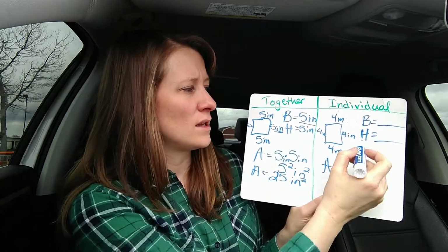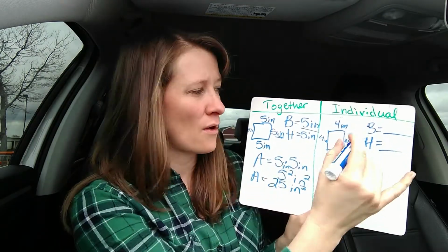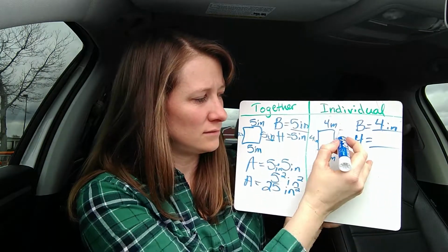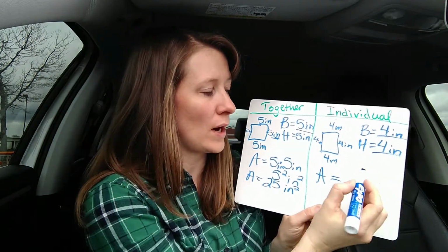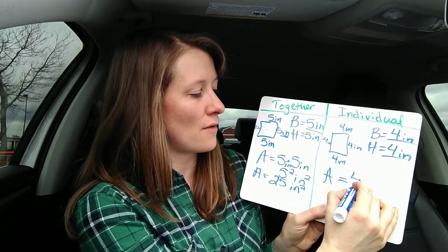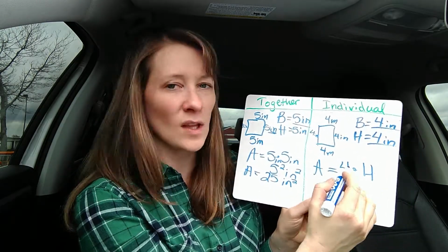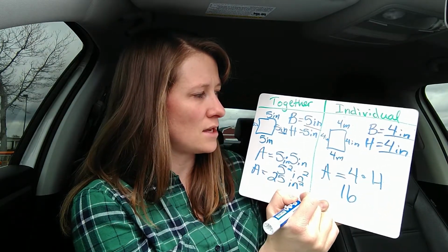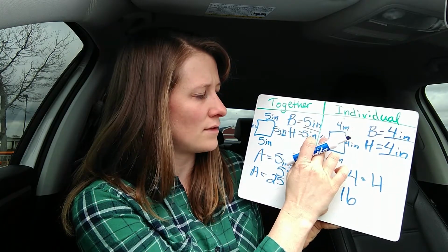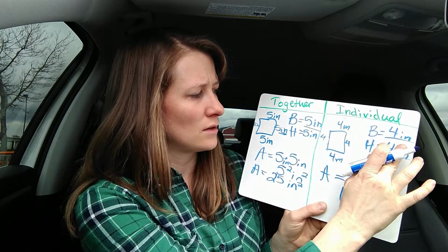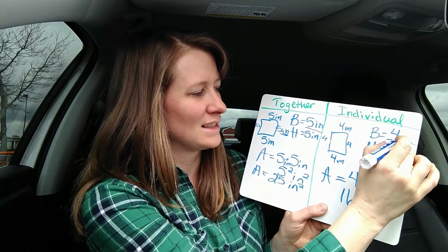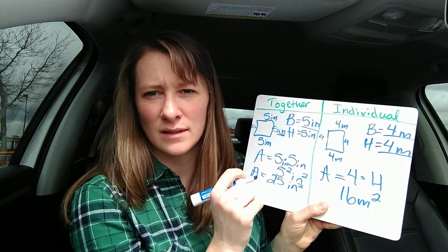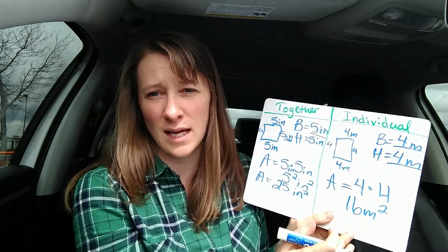All right, so what is our base? 4 inches. What is our height? Again, 4 inches, because we're talking about a square. So base times height, so I've got 4 times 4. 4 times 4 is 16. And our measurement, which I have all messed up inside there, we're going to say is meters. So I've got meters squared. So I've got 16 meters squared. That's actually quite a lot.